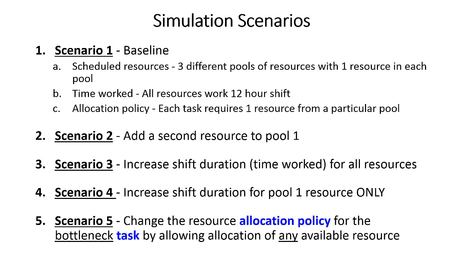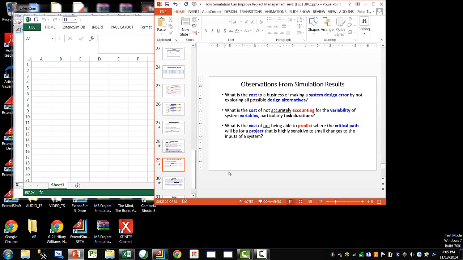And then scenario 5, we are going to go back to our baseline and then just play with allocation policy changes. So we're going to go back to having 3 resources all working a 12-hour shift. But then we're going to play games with adjusting our allocation policy to see what kind of an impact that has. So now we're going to switch over and we're going to run the simulation. I'm going to give you a demonstration of that.